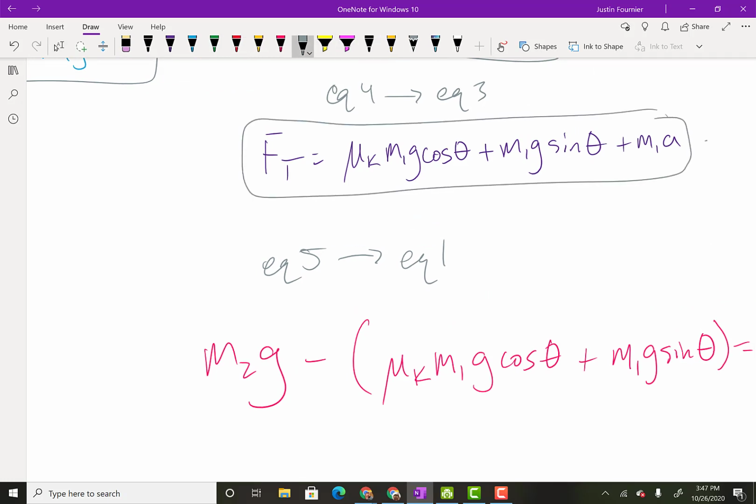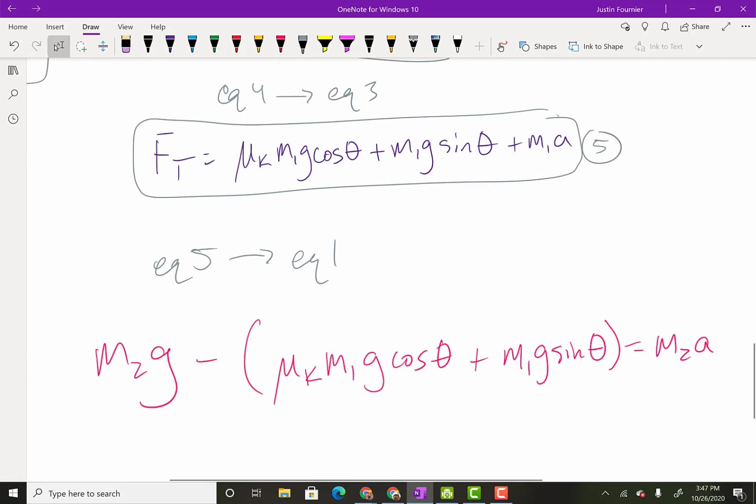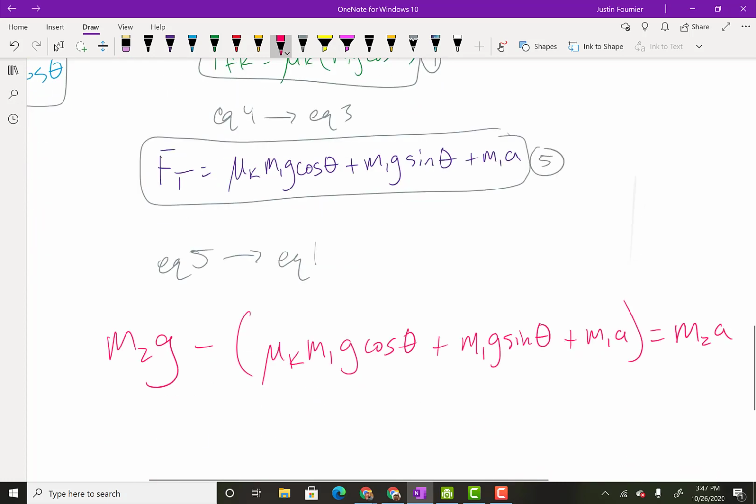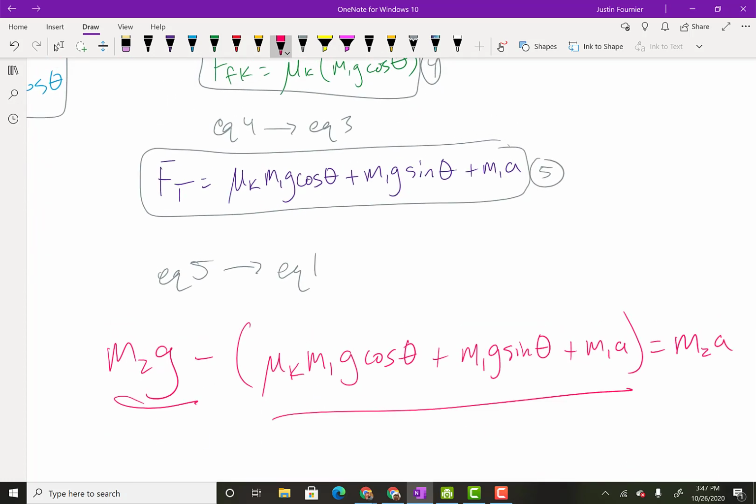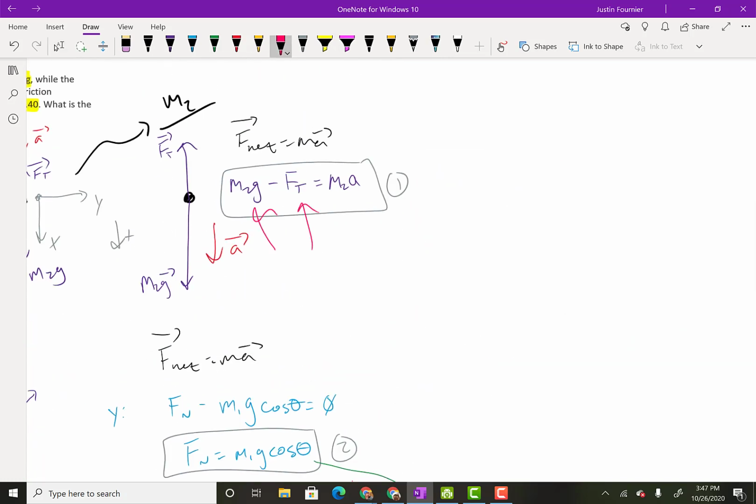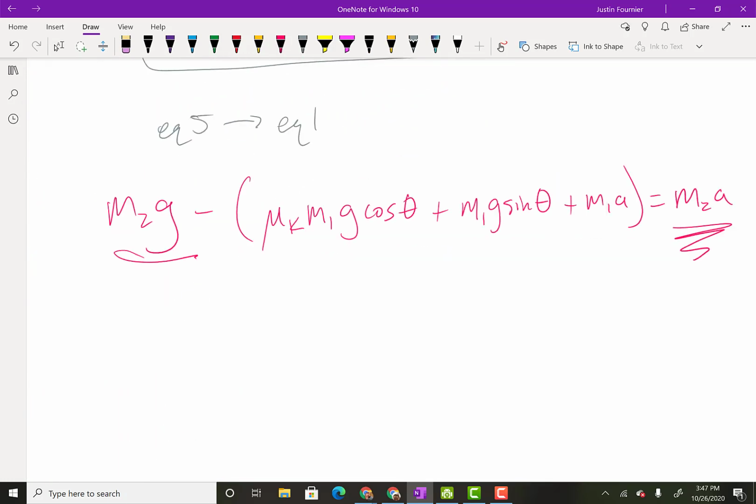And this is equation 5. And then I'm now replacing all this. So I'm going to fix this to be plus m1a, and then this is going to equal m2a. So let's double check here. So I got m2, this is all the tension force, and then this is m2a. Let's see. So m2g, tension force, m2a. And there is a minus sign in front of there. So it's looking pretty good.